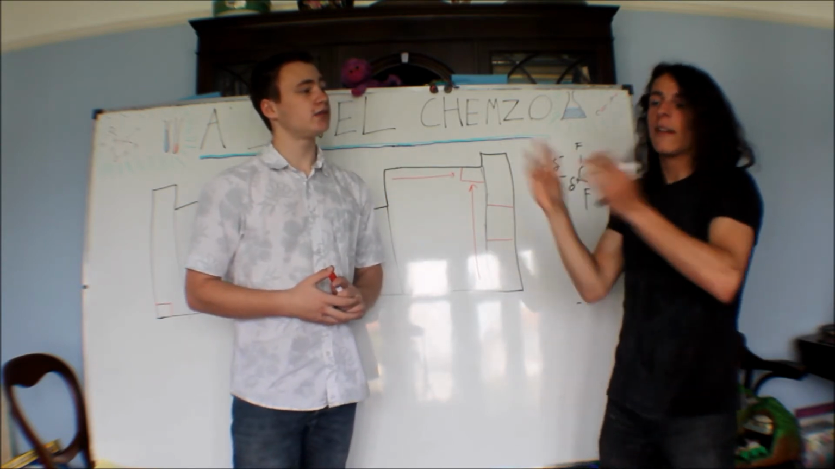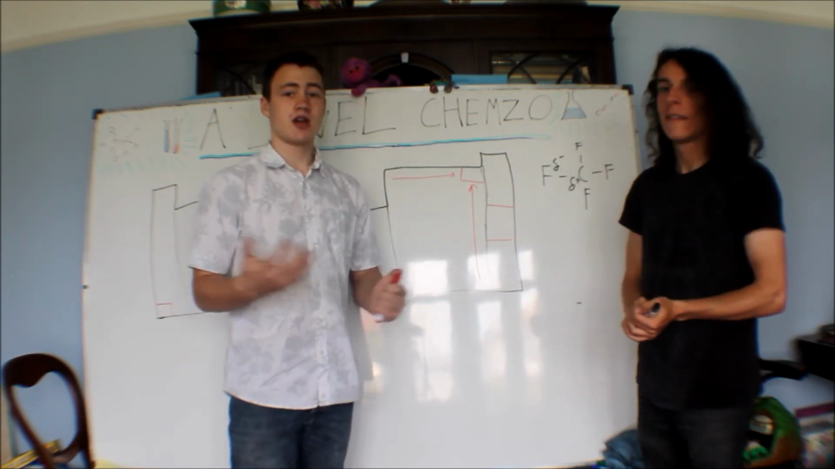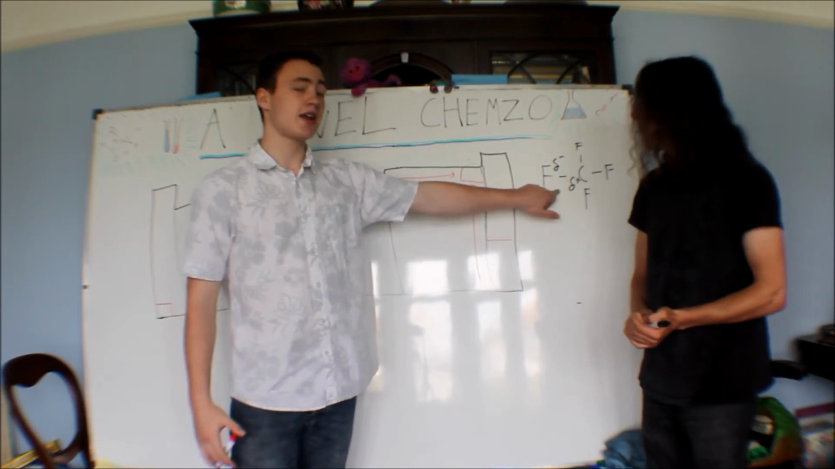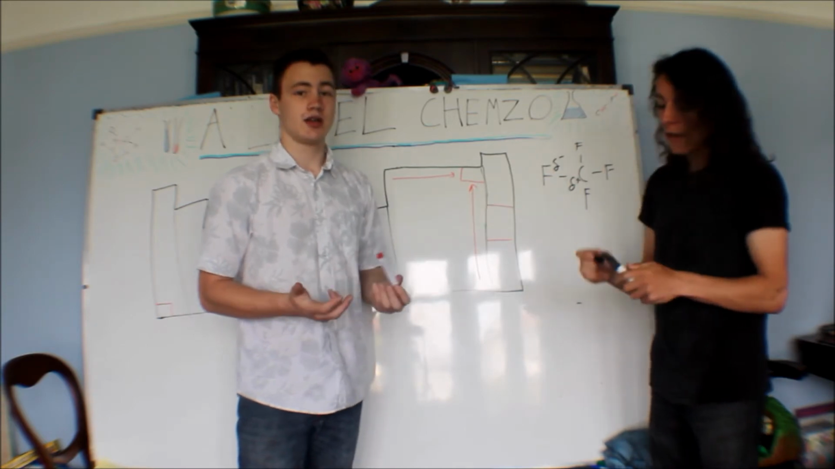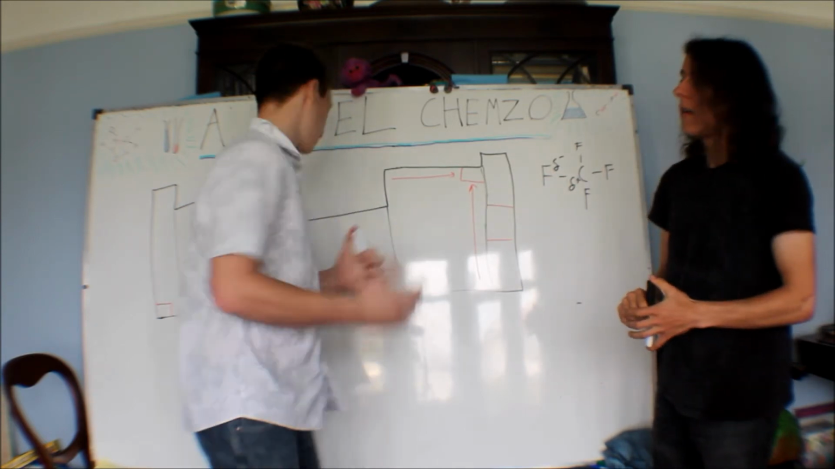And here's where the shapes happen and it gets a bit more complicated. It's because of this that we get some special types of forces: dipoles, which is what this is, and something called van der Waals. So let's go through that now.